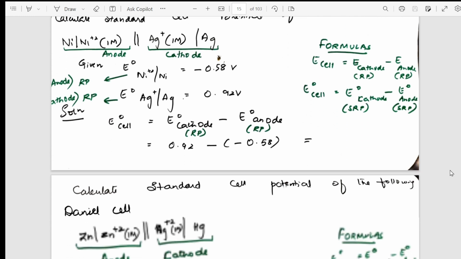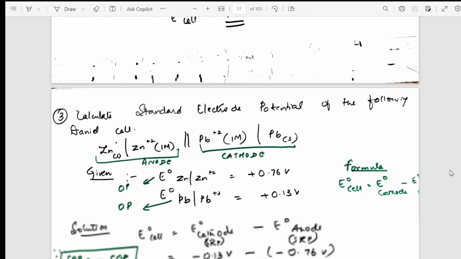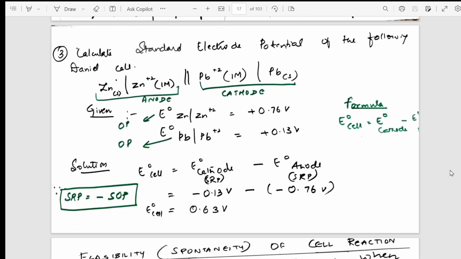Further, one more numerical based on the standard cell potential. I have taken the example of zinc and mercury electrode. So they have given me, as I showed you, SRP is equal to minus of SOP. Based on that concept, I have solved this numerical. Once again mentioning, for the detailed videos, please watch the one-shot videos. Every line of NCERT is covered in that.